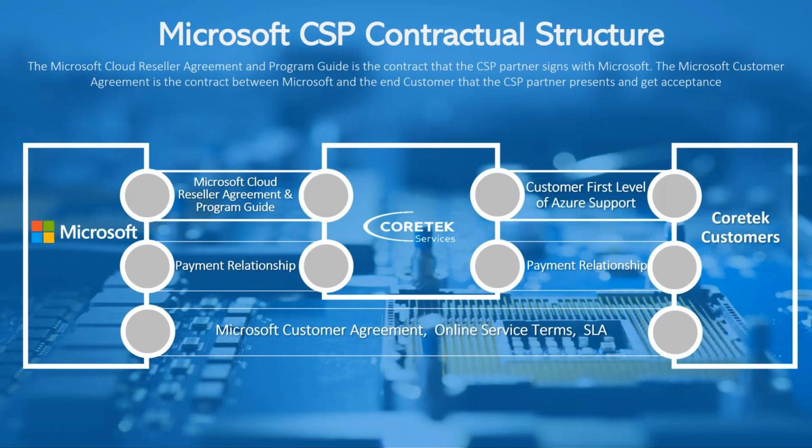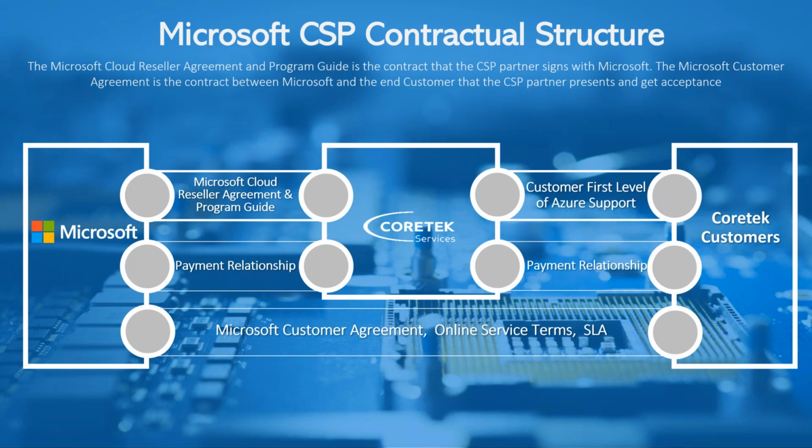So the contractual structure, just how this works, and what the bottom illustrates, I'll show you, is the Microsoft customer agreement. You still have an agreement with Microsoft, and they're passing their online service terms and their SLAs to you, and you can hold them to that. They're basically in that contractual relationship with you for what they're going to provide you.